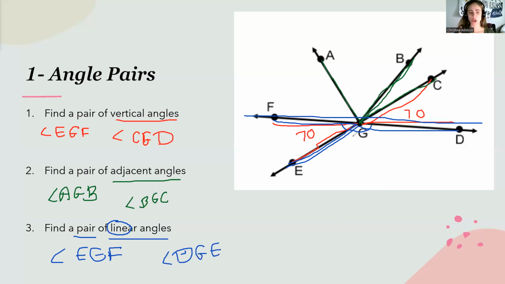And those are a linear pair because they're next to each other and they come together to make that straight line, which means if they're a linear pair, they're also what we know and refer to as supplementary angles. Those are used interchangeably.